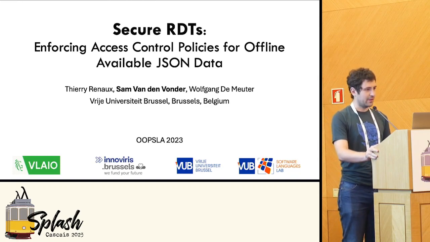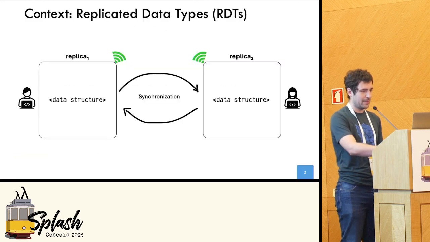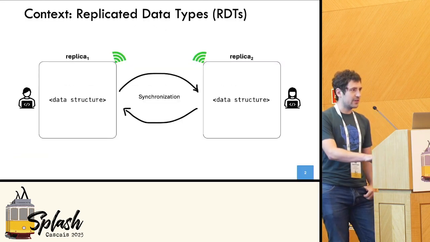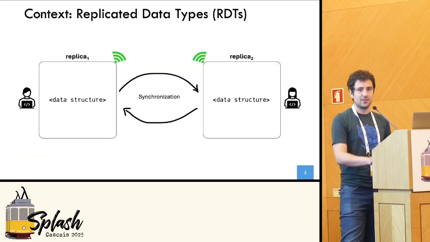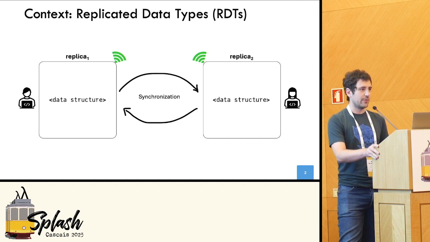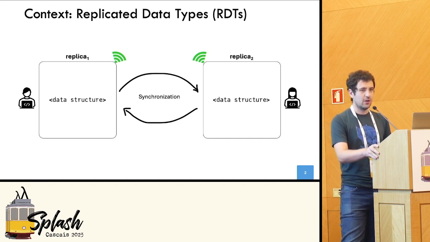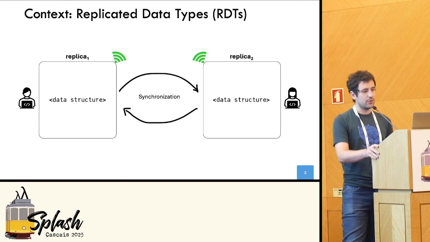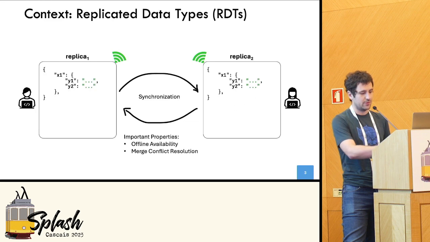All right, thank you. I am Sam van Vonder, and this is joint work with my colleagues Thierry Renaux and Wolfgang de Meuter. This work is in the context of replicated data types, a type of data structure that can be replicated to multiple peers in a network. Each copy is called a replica, and via the properties of replicated data types, their contents are automatically synchronized. You can think of them like Google Docs, but for general purpose data structures.